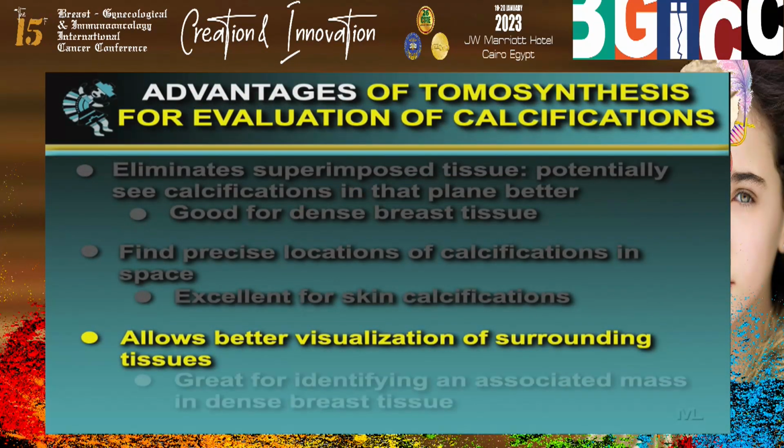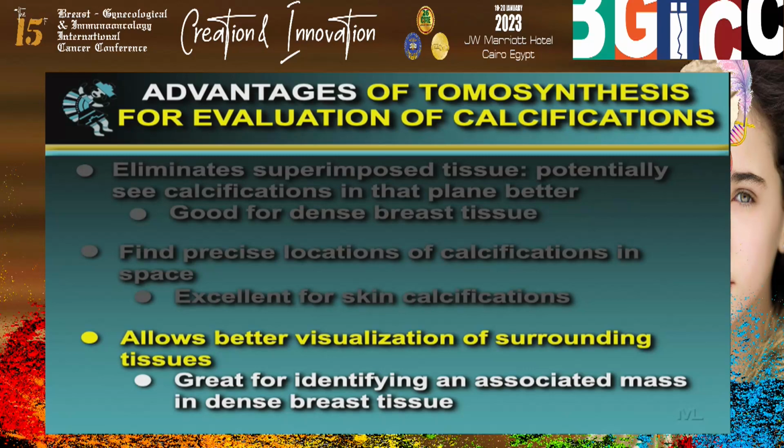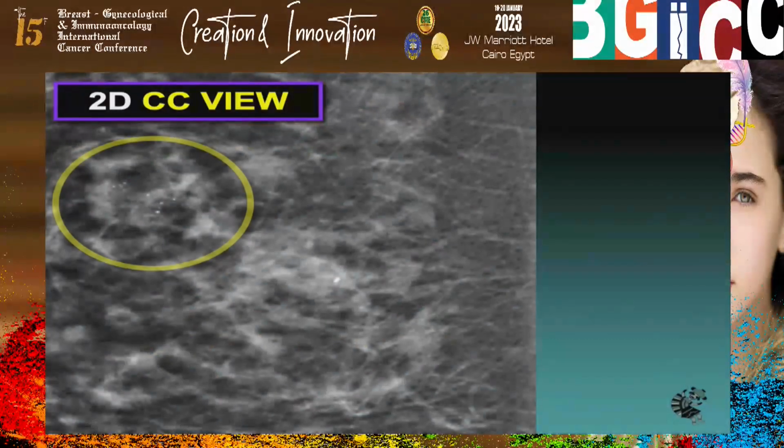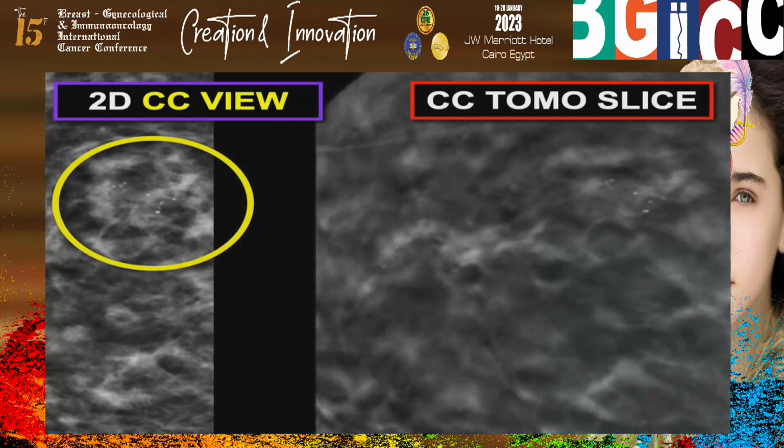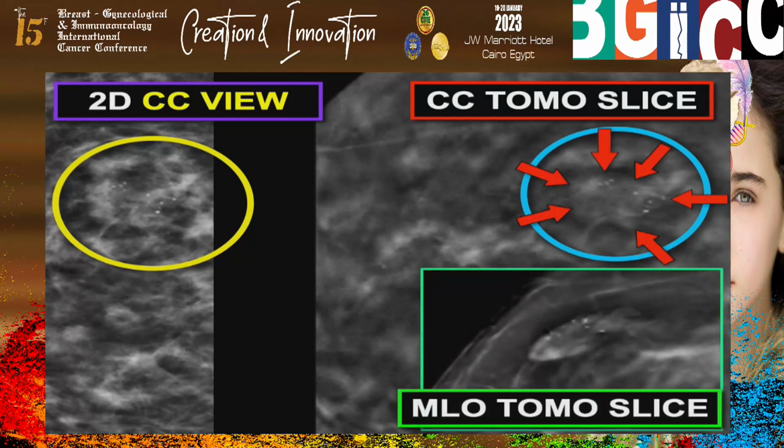And it allows better visualization of the surrounding structures. You can identify an associated mass with calcifications. Here is a case where you see calcifications. Is there a mass around it? There is. And it's well circumscribed and a little lobulated on the CC projection. On the tomo images, on the MLO projection, you can see there's a very nice, smooth margin to the entire mass.